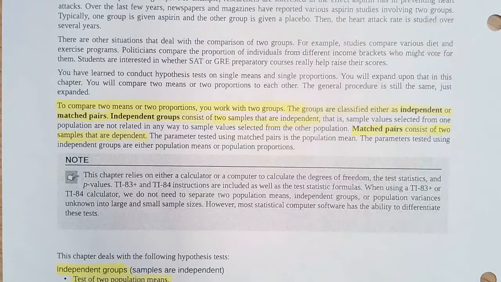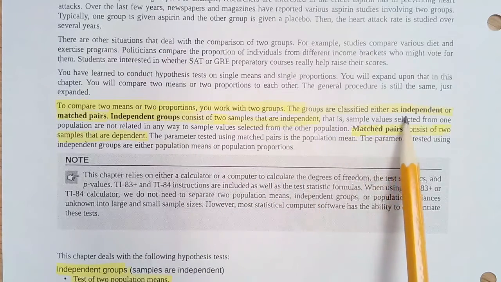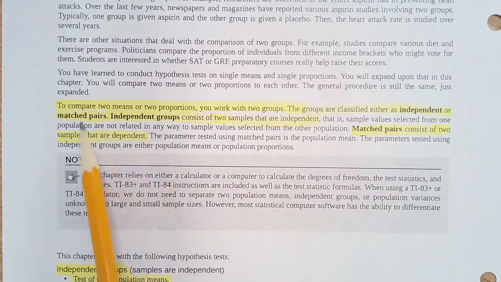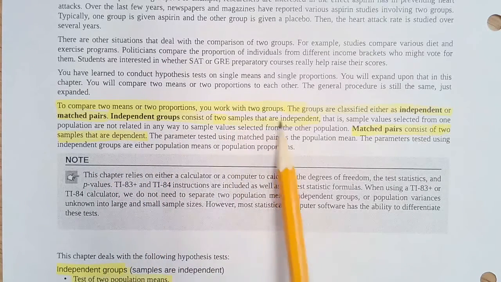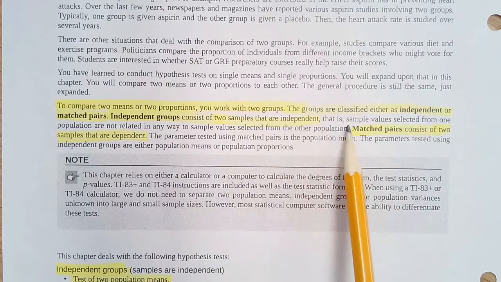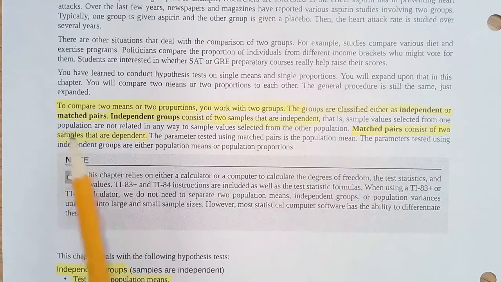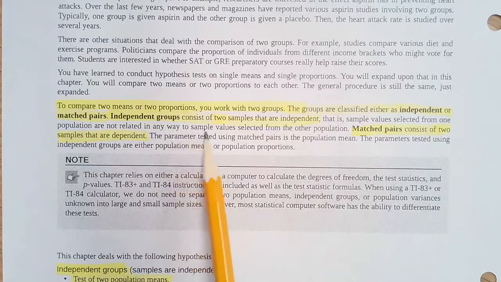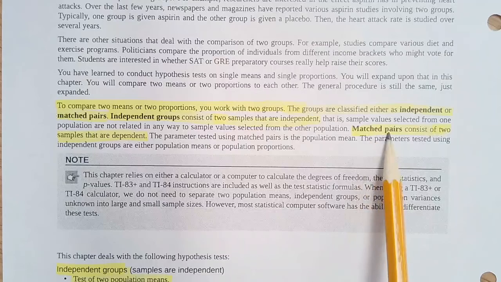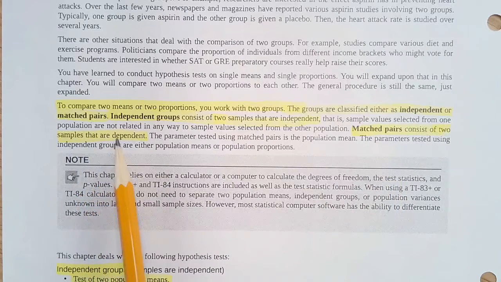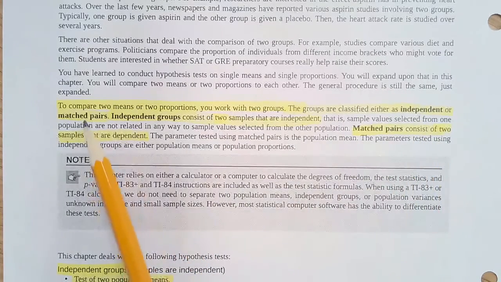Okay, so when we're talking about these, we're going to compare two means or two proportions from two groups. They are independent or matched pairs. Those are the two types. Independent groups are groups that are in no way related to each other, with sample values selected from other populations. Matched pairs consist of two samples that are dependent. So if they're dependent, that's matched pairs. If they're independent, independent groups.